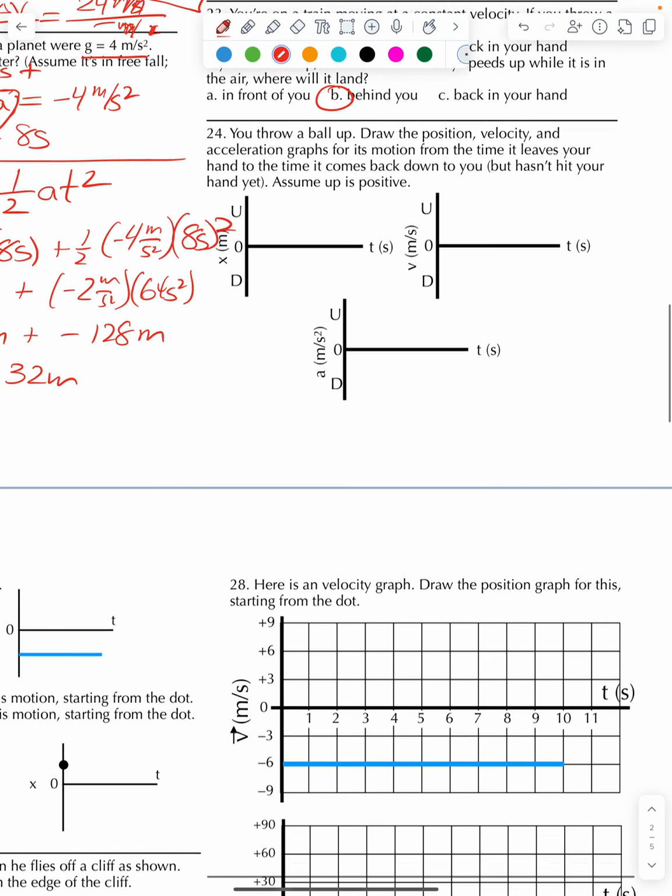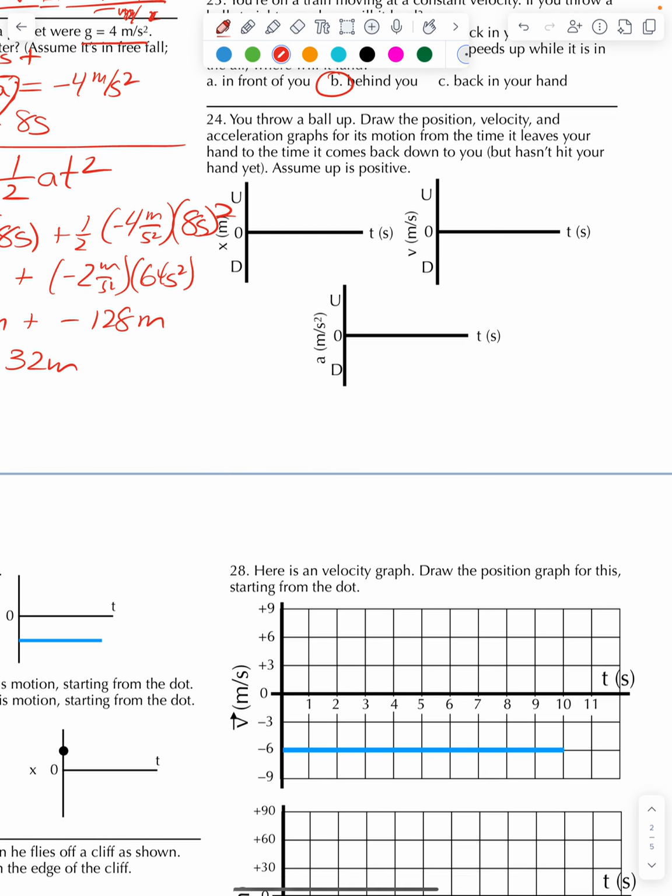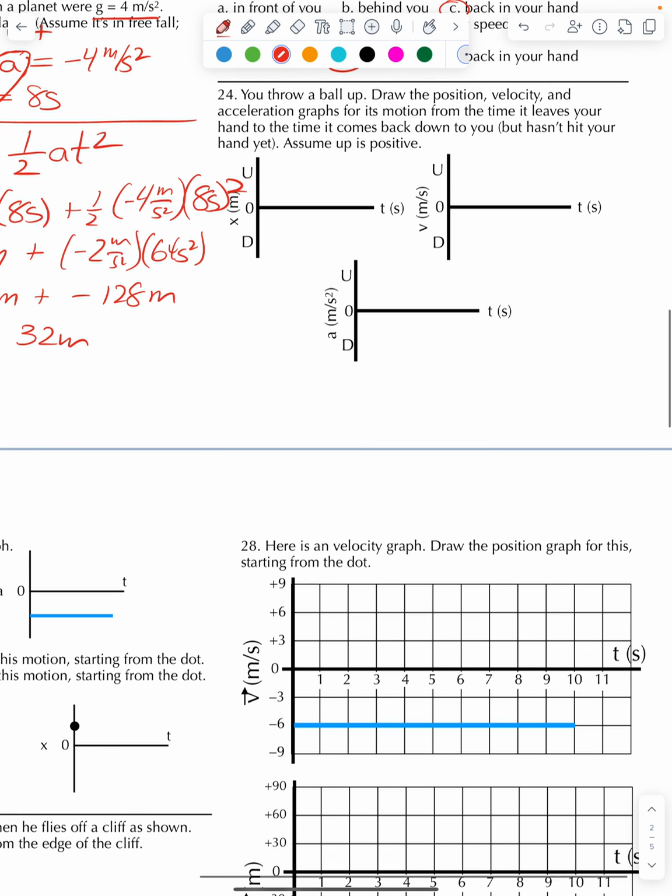24. Some more graphs. You throw a ball up. Draw the position, velocity, and acceleration graphs from when it leaves your hand until it comes back down, but it hasn't hit your hand yet. So assume up is positive. Think about what's going to happen. It's going to move up, slow down. At the top, it's going to be temporarily at velocity 0, and then it's going to come down and be speeding up. We'll call 0 your hand, it doesn't matter. So you're going to get something that looks like this.